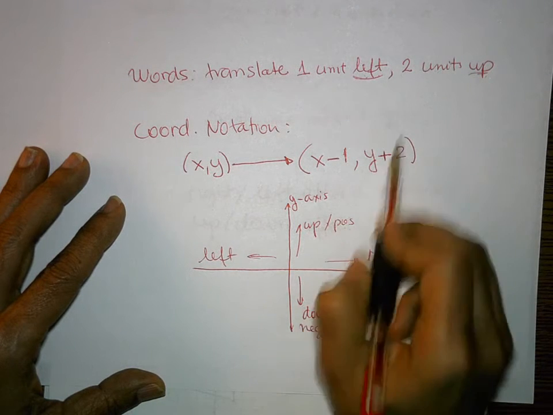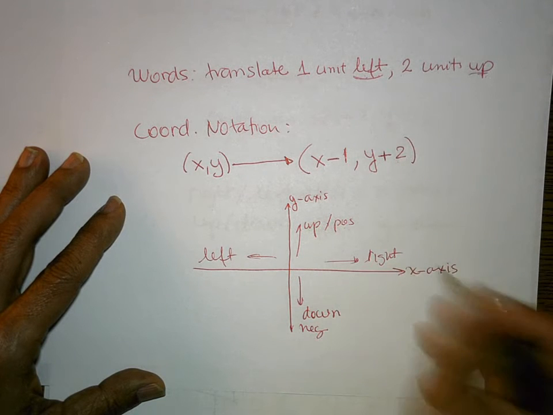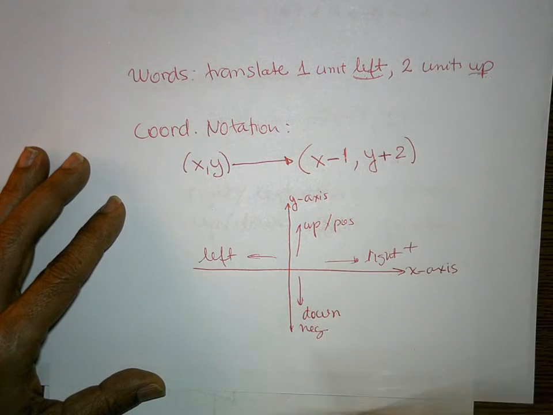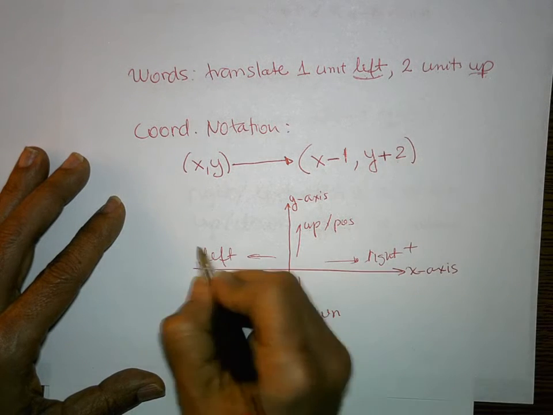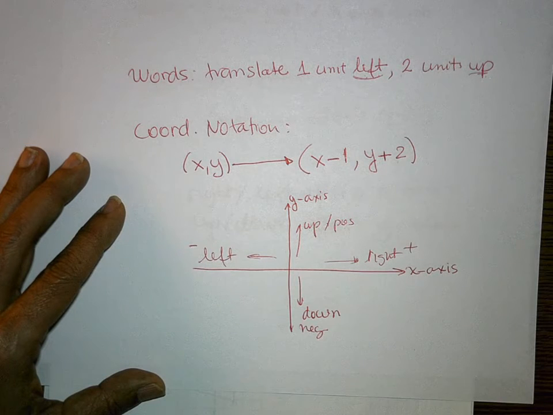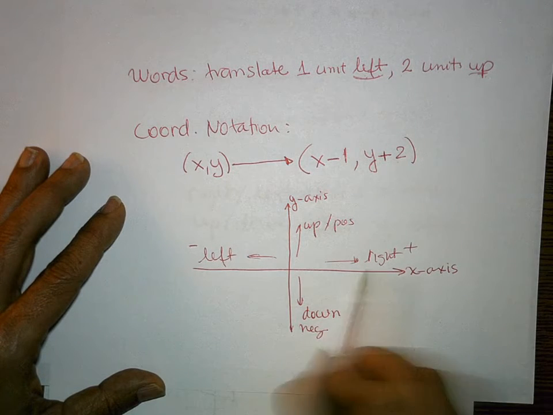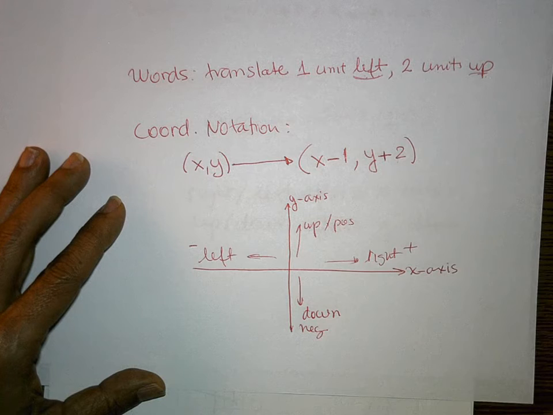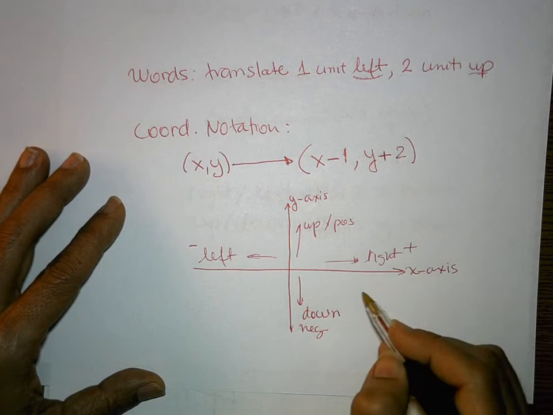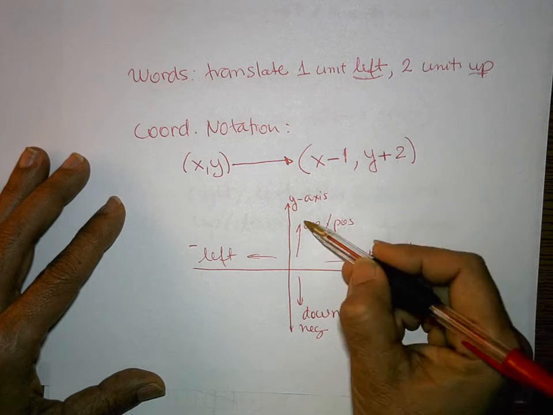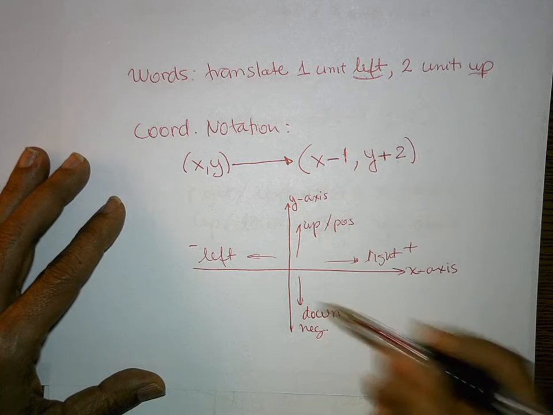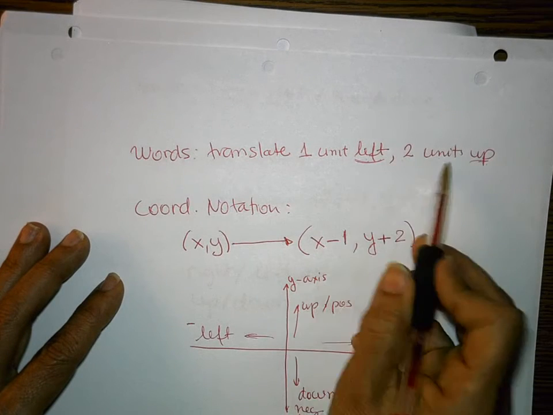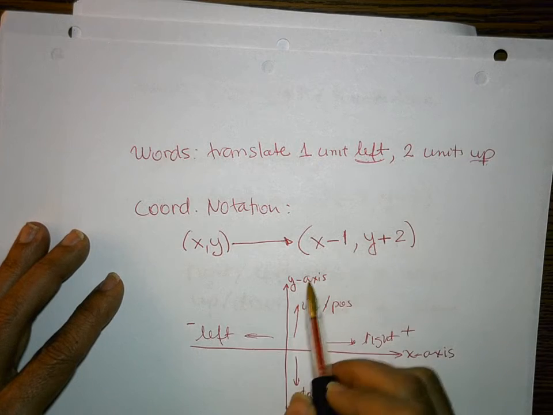I put a plus 2. If I'm moving to the right, then I am putting a plus. I'm adding something. If I'm moving to the left, I'm subtracting something. Okay? Because that's what the negative numbers are. That's where the positive numbers are, to the right. So it just makes sense because that's what the Cartesian plane is all about. Positives are up or to the right, and negatives are down or to the left. And that is exactly what we get from the words and how we write in coordinate notation.